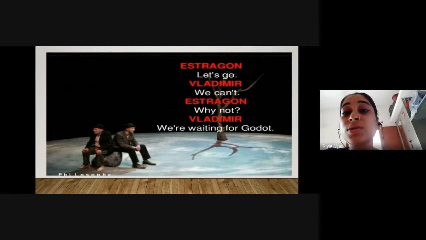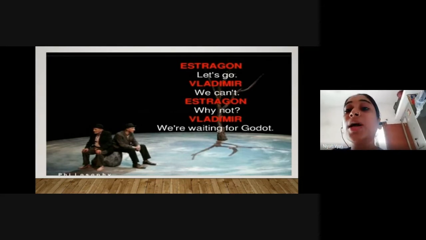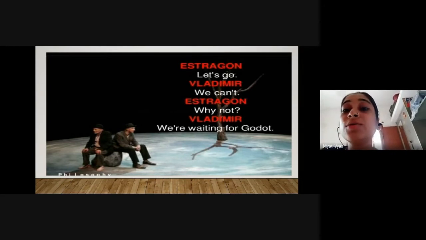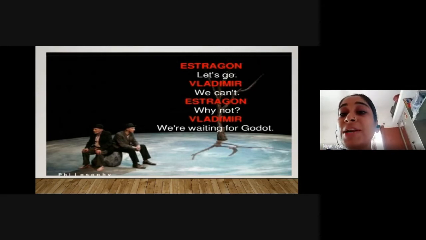This picture shows the dialogue, the conversation between Estragon and Vladimir. Estragon says, let's go. Vladimir says, we can't. Again Estragon asks, why not? He answers, we are waiting for Godot.